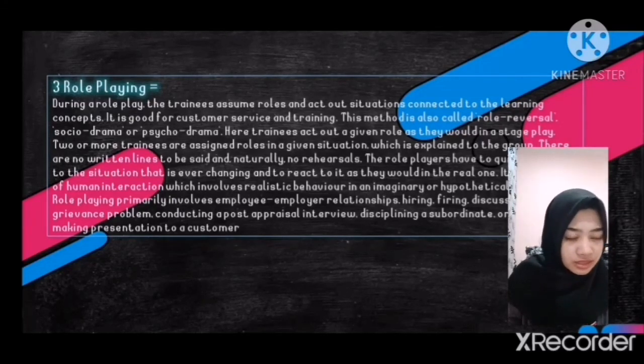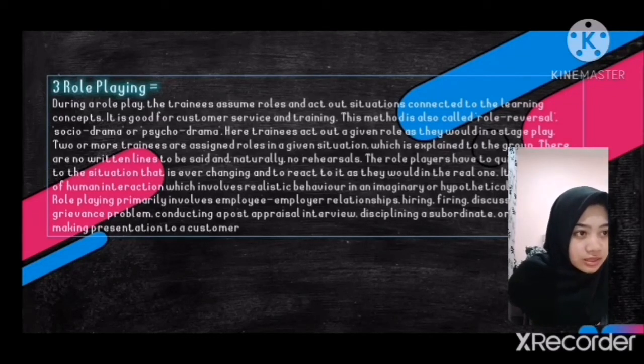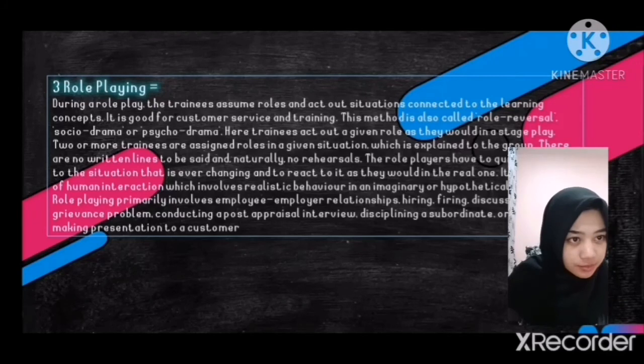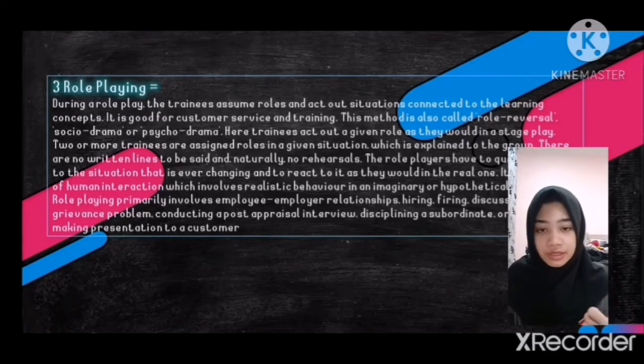Role-playing primarily involves employee relationships: hiring, firing, discussing a grievance problem, conducting a post-appraisal interview, disciplining a subordinate, or a salesman making a presentation to a customer. So that's number 3, role-playing. So off-the-job training, we have first, classroom lectures, second, case studies, and number 3 is role-playing.